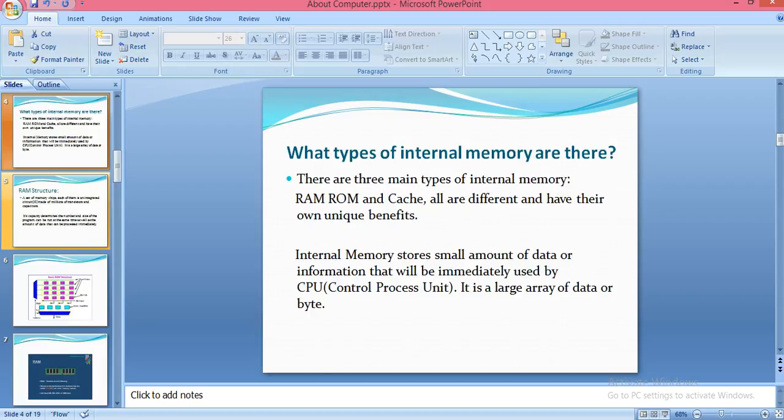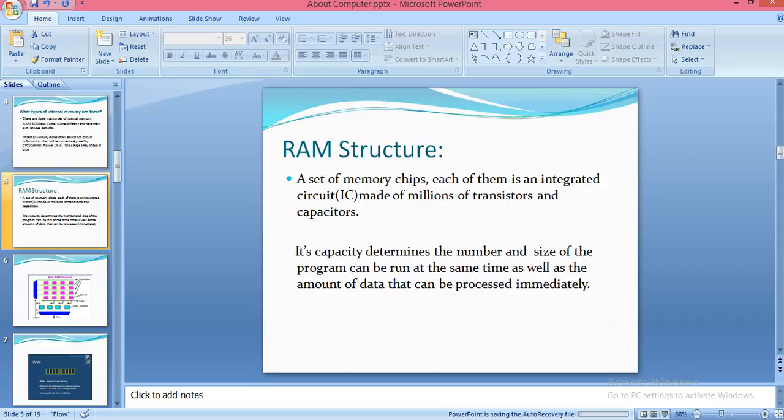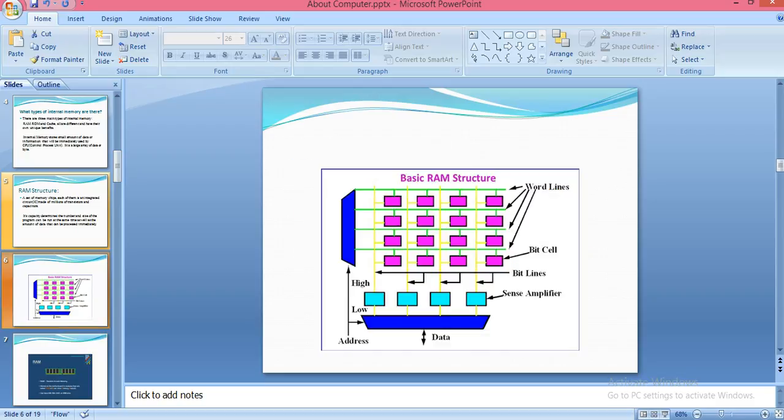RAM. RAM is a part of internal memory. A set of memory chips, each of them is an integrated circuit made of millions of transistors and capacitors. Its capacity determines the number and size of the programs that can be run at the same time, as well as the amount of data that can be processed immediately. This is the basic structure of RAM. RAM is structured by word lines, bit cells, bit lines, and sense amplifier.